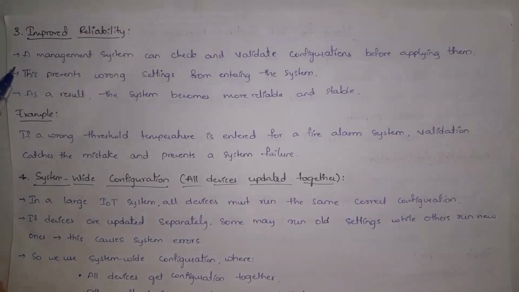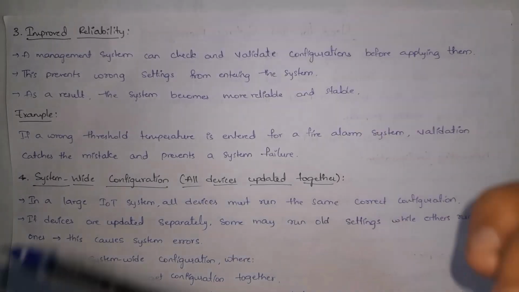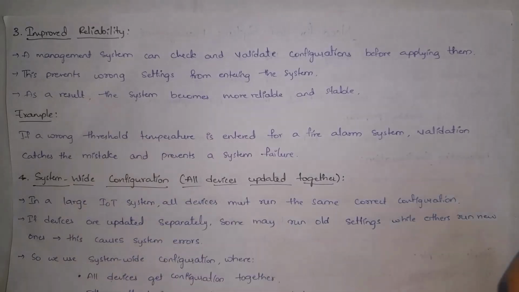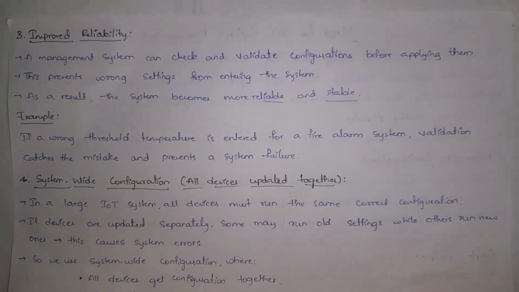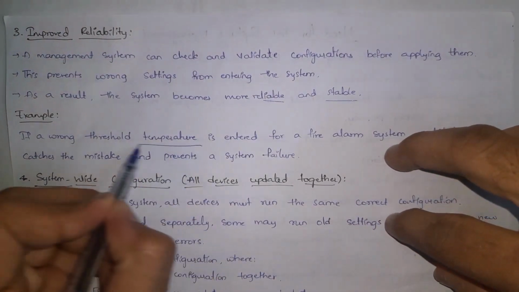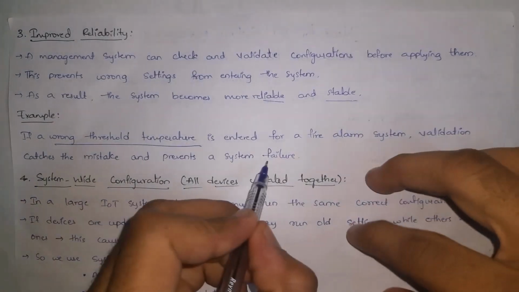And the third one is improved reliability. Yes, for example, I have applied some configurations to a particular IoT device. So whatever configurations I have applied, this IoT management system will check whether the configurations are valid or not. So in case we give any wrong settings, the management system will automatically identify that so that systems become more reliable and stable. For example, let's say there is a fire alarm system. In that, I have given wrong threshold temperature values. So automatically, this management system catches that mistake and prevents system failure.